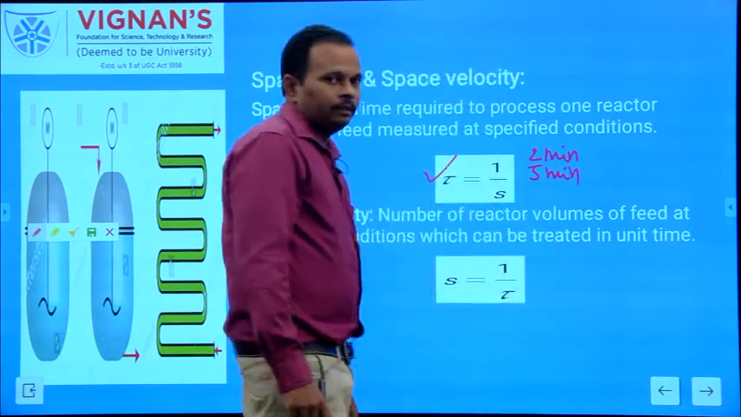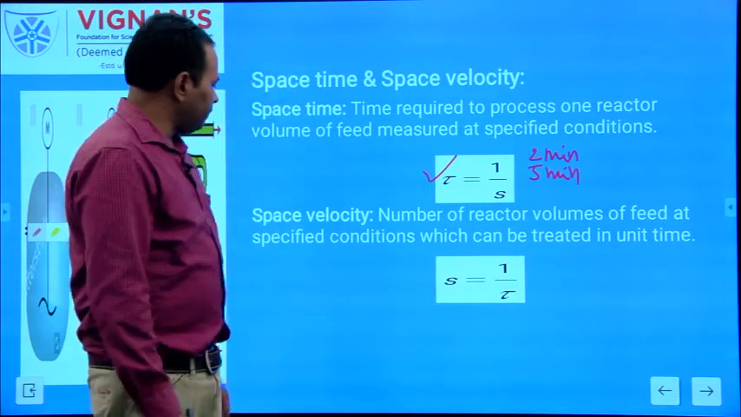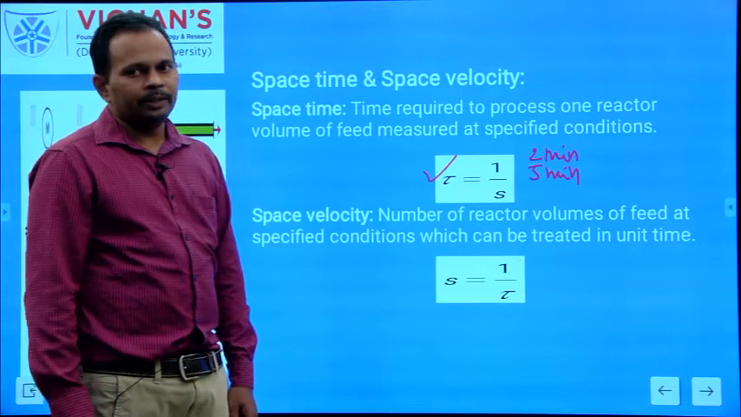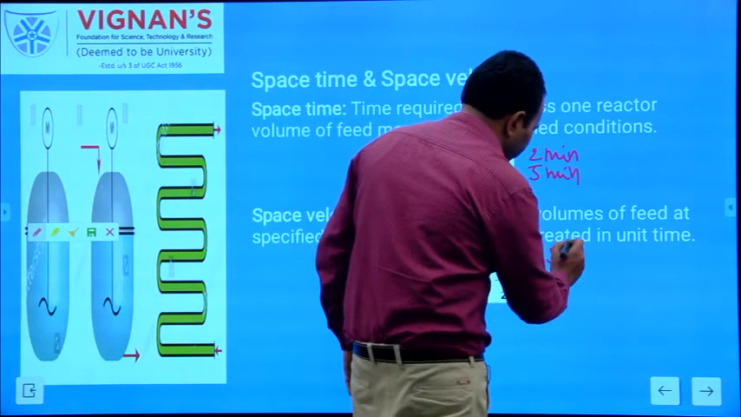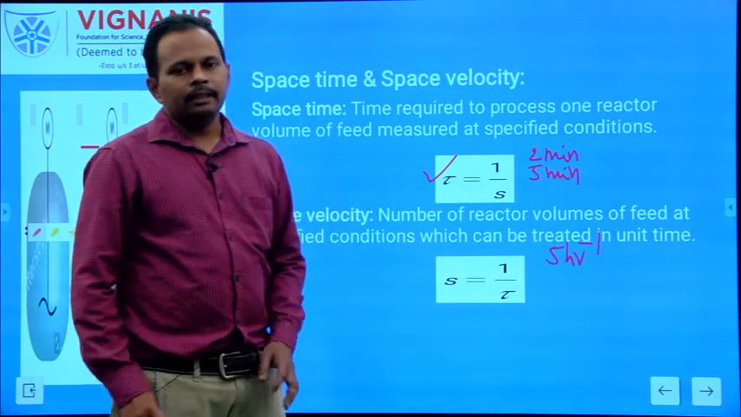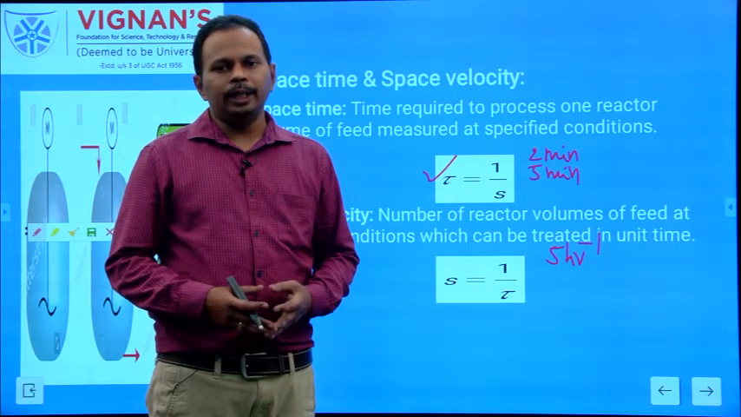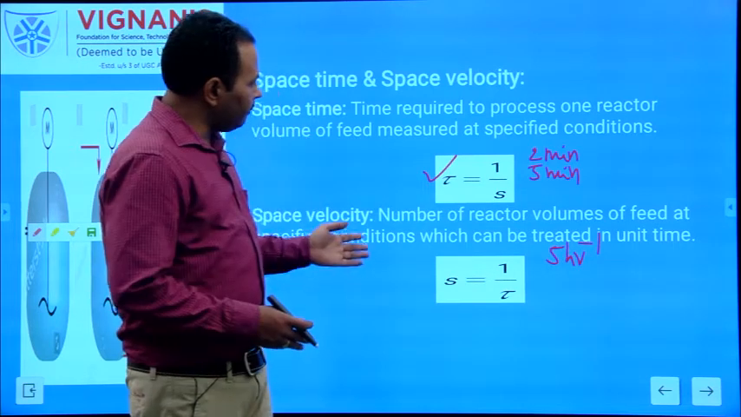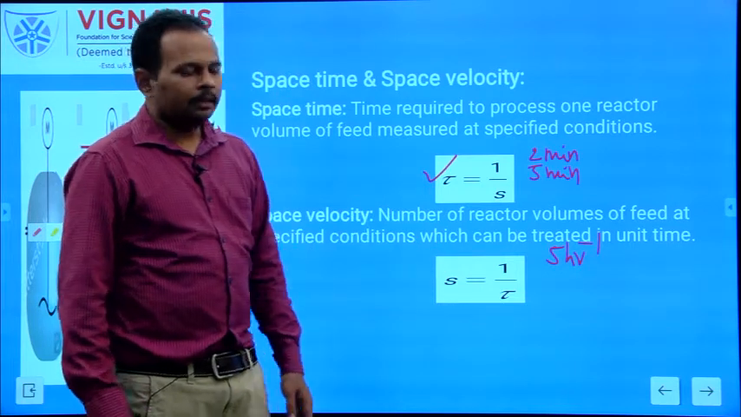Next one, space velocity: the number of reactor volumes of feed measured at specified conditions which can be treated in unit time. Suppose I say a space velocity of 5 per hour. Here 5 reactor volumes of the feed can be processed in 1 hour, or in unit time. So that is the number of reactor volumes of feed that can be processed in unit time.